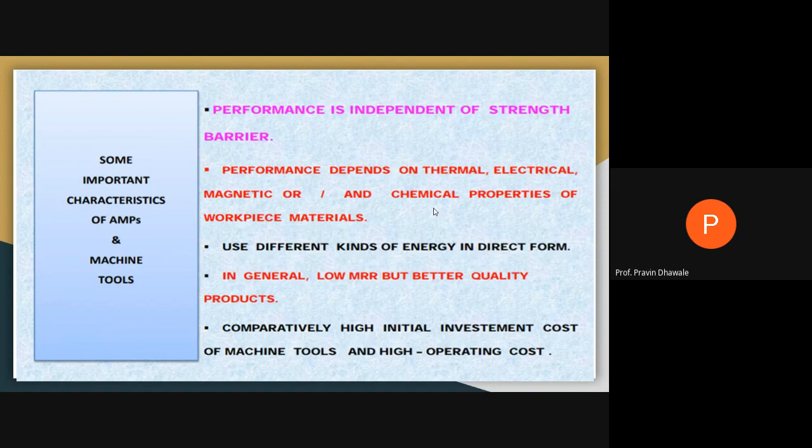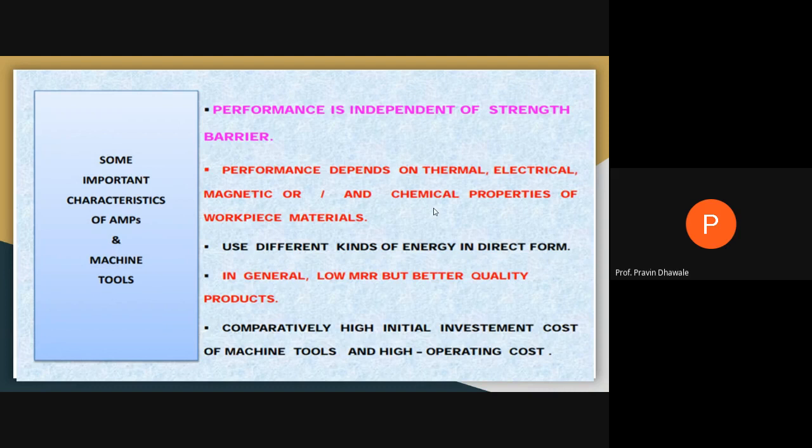Which properties are those? It may depend on the thermal properties of the material. It may depend on magnetic or electrical properties of the material. Also, it affects the performance by considering its chemical properties. In non-conventional or advanced machining processes, we may use different forms of energy, in a direct form as well as in indirect form, in order to produce a certain source of energy to remove the material from the workpiece.